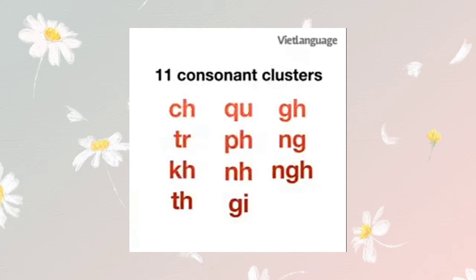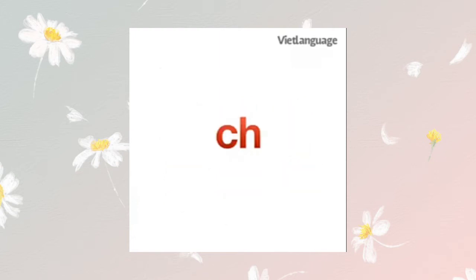Now let's quickly review the 11 consonant clusters that we learned today. Ch, tr, kh, th, qu, ph, nh, gi, g, ng, ngh.